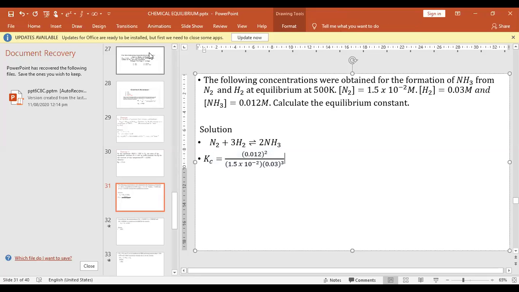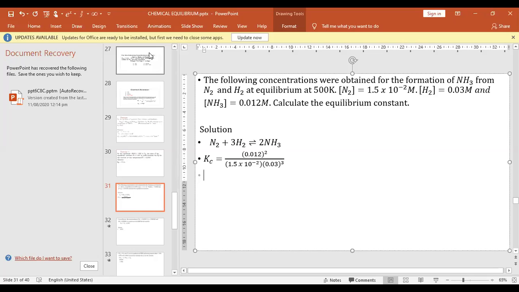Let's do this together. 1.5 times 10 to the minus 2. I'm solving the denominator first, times 0.03 all cubed, which gives me 4.05 times 10 to the minus 7. So I'm going to divide 0.012 all squared by the answer. That gives me 355.56.